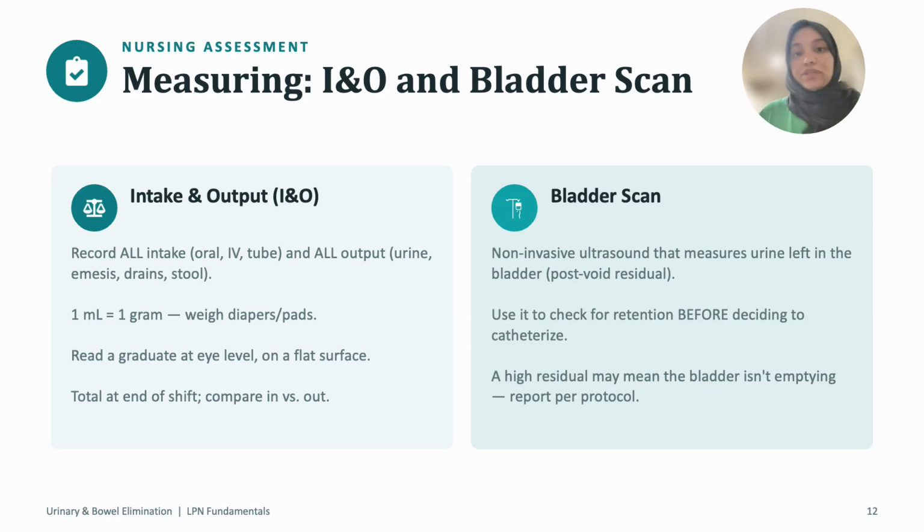All right, 2 assessment tools, intake and output. You're going to record everything, oral, IV, tube feeds, and everything out. Urine, emesis, drains. If they are wearing a diaper, remember that 1 ml is equal to 1 gram. So you can weigh a wet pad to estimate the output. Read your graduate at eye level on a flat surface. Basically, if you have a container or if the patient has used the urinal, put it on a flat surface. If you're holding it up, obviously you're not going to get an accurate reading.